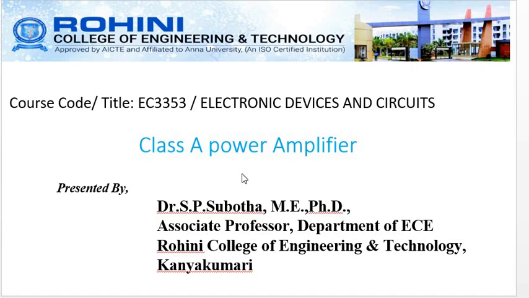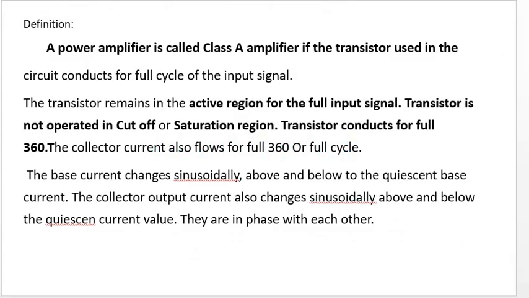Students, now we are going to see the Class A power amplifier under 5th unit. Class A power amplifier is a power amplifier in which the transistor conducts for the full cycle of the input signal, and it has to remain in the active region for the entire 360 degrees of the input signal. The transistor is not operated in cutoff or saturation region, so that the output collector current also flows for the entire cycle of the input signal.